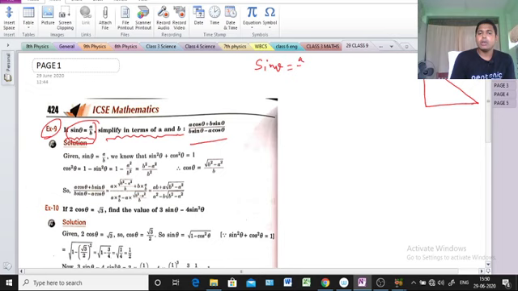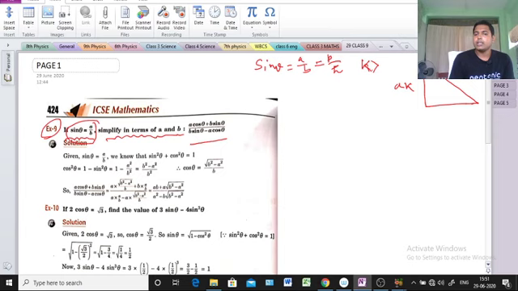Sin theta is given as a by b. Sin theta means what? We know that sin theta equals perpendicular by hypotenuse. Clear or not? That means here the perpendicular is a. So we consider it ak, where k is a constant value, k greater than 0. Clear or not? And the hypotenuse equals b, that means it will be bk.